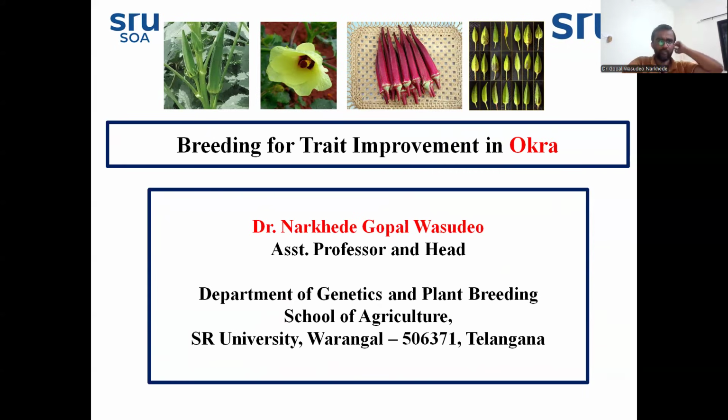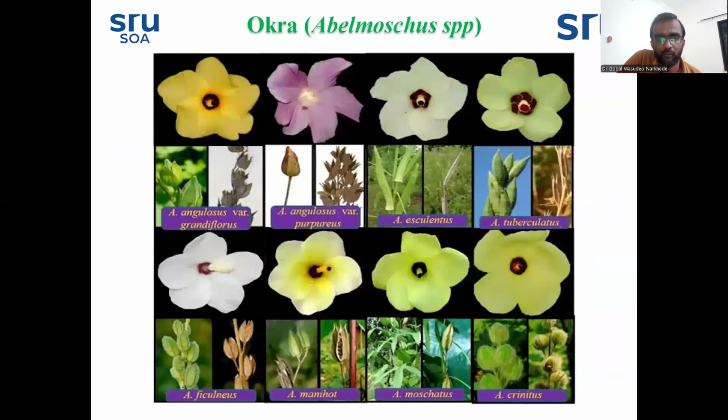The next video will be on breeding for trait improvement in okra. As we all know, okra is a very important vegetable crop. So my next video class will be on breeding for trait improvement in okra. As you can see, a great diversity is present in Abelmoschus. This genus has very high diversity available in India.